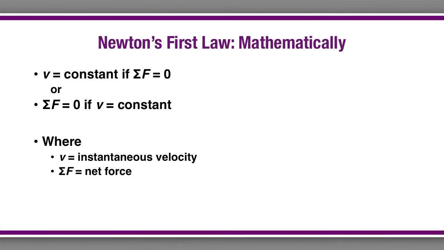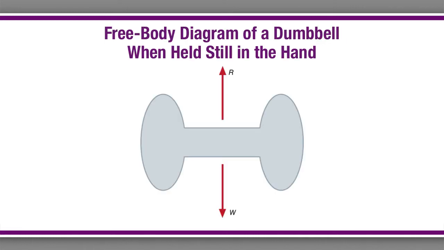Mathematically, Newton's first law states that instantaneous velocity remains constant if the sum of all forces is 0. So again, V in this equation is instantaneous velocity, not average velocity, and the sum of all forces refers to the net force of all external forces.